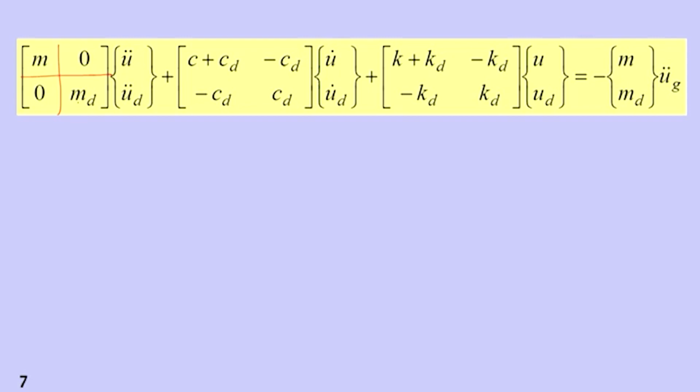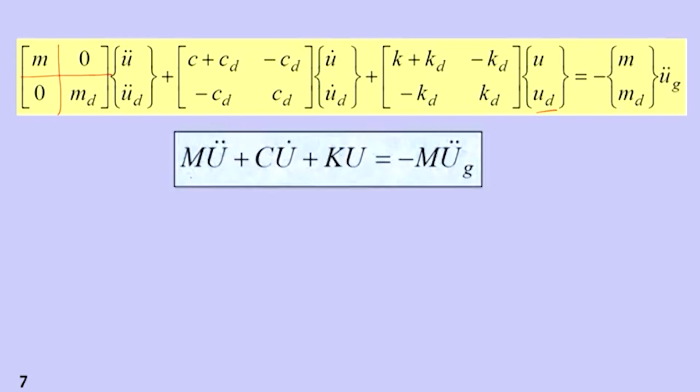So the matrix is [m 0; 0 md] times [u double dot; ud double dot], plus [c+cd, -cd; -cd, cd] times the velocities u dot of the primary system and ud dot of the damper, plus [k+kd, -kd; -kd, kd] times [u; ud]. U is the displacement of the primary system and ud is the displacement of the damper. Here m ug double dot is the force acting due to earthquake ground motion, and md ug double dot is the force acting on the damper due to earthquake ground motion. So the total equation of motion is m u double dot plus c u dot plus k u is equal to minus m u double dot g.